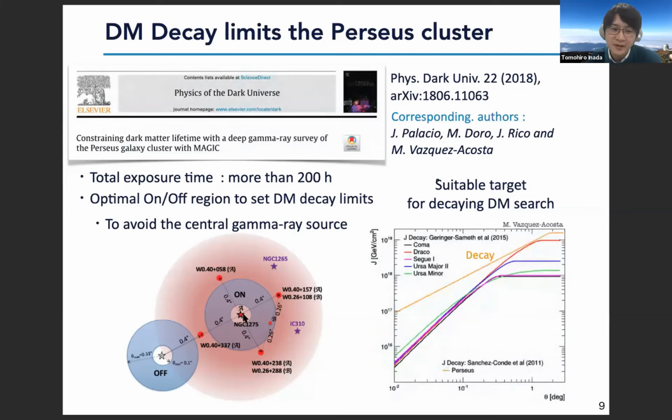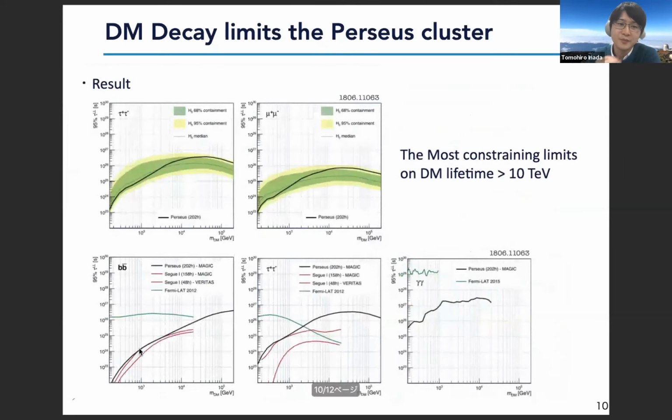Because in the center of the galaxy there is a strong gamma ray source, we have to mask this source. So we prepare this kind of on and off donuts, like on and off regions, and we subtract the background, and then we set the limit for dark matter lifetime. So far the most constrained limits on dark matter lifetime are more than 10 to the 26 seconds.